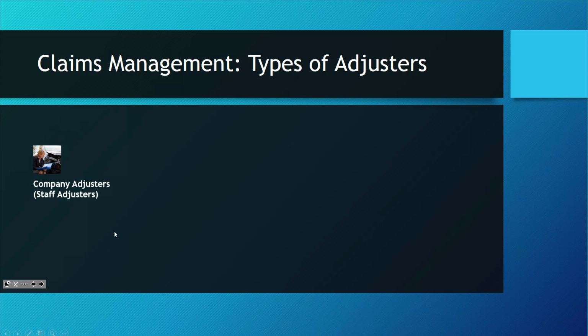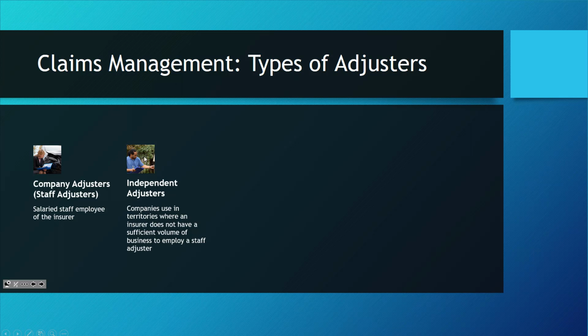So first there are company adjusters, also known as staff adjusters, that actually work for the company. So a Progressive Insurance adjuster or a State Farm Insurance adjuster. They're salaried staff employees of the insurer. Then there are independent adjusters. Companies often use independent adjusters in territories where an insurer does not have a sufficient volume of business to employ a staff adjuster, so in rural areas, like many parts of Louisiana.